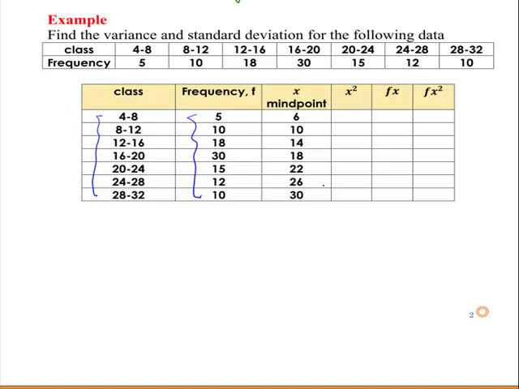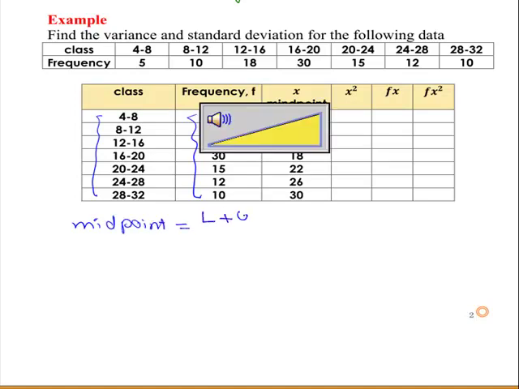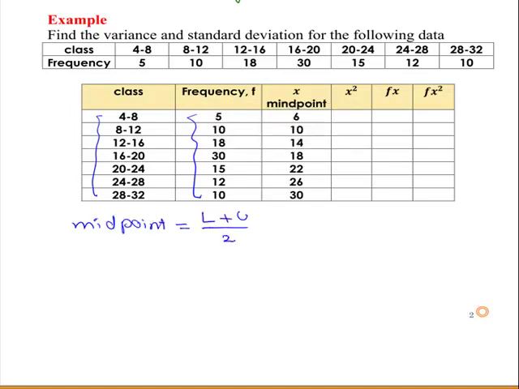I already calculated it here, but how can we find a midpoint? It's equal to the lower limit plus the upper limit, divided by 2. The first number of the class is what we call the lower limit, and the last number is the upper limit.